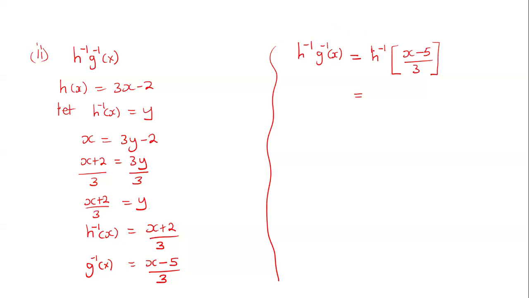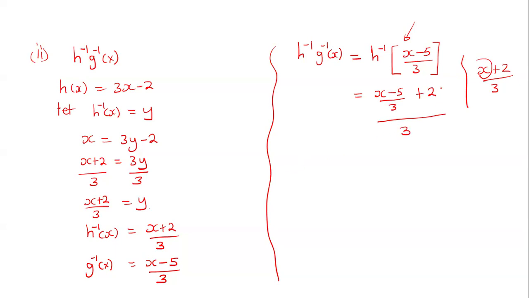You have your H inverse, not so? Yes, x plus 2 divided by 3. So it is x plus 2 out of 3. Now, can you replace where there is x, we put the whole of this? So what shall we have? x minus 5 divided by 3 plus 2, all out of 3. So it is x minus 5 divided by 3, plus 2, everything out of 3.